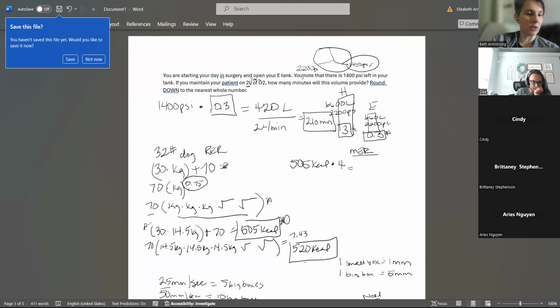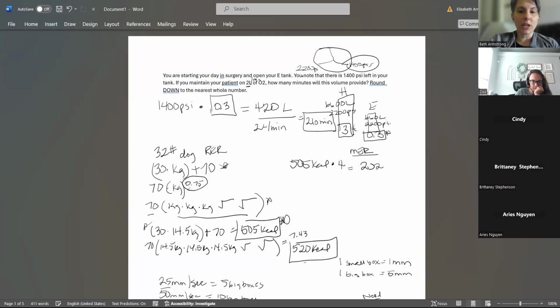We have all different types of dogs, and same thing with cats. So this is where we run into animals being overweight or underweight. So 505 times 4. Okay, 505 times 4 is 2020 calories, kilocalories. All right.